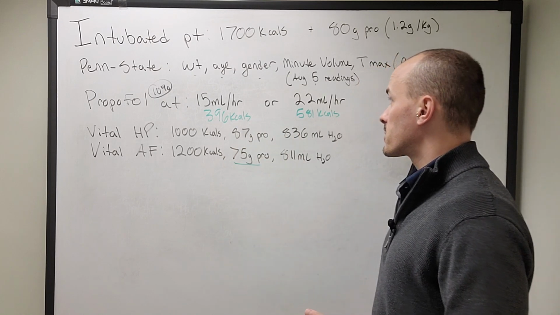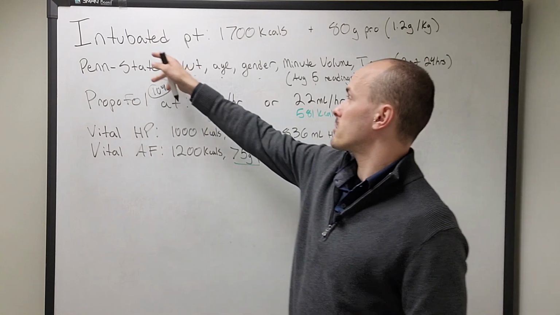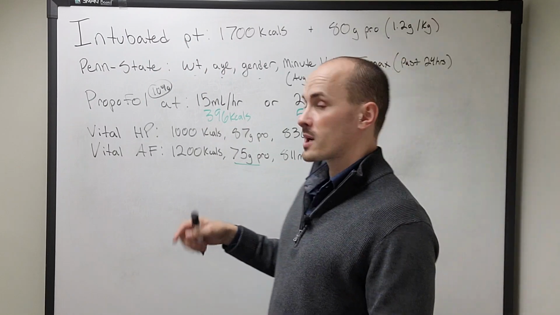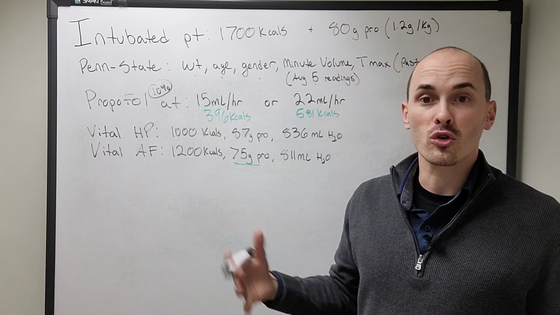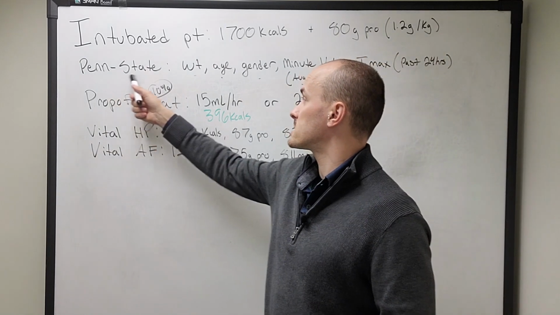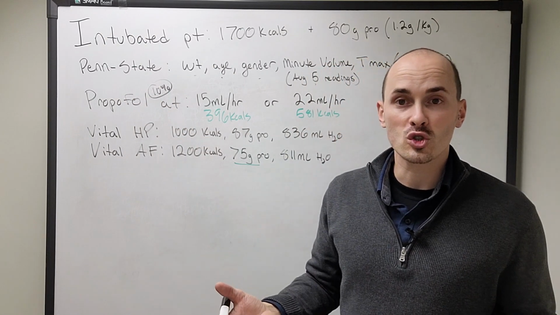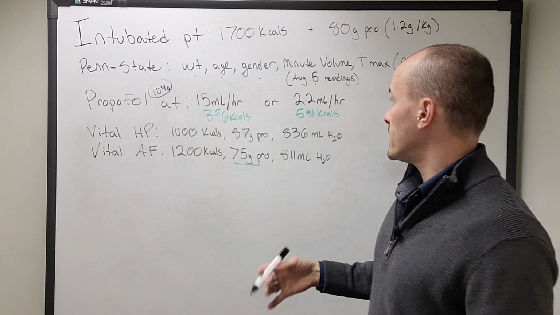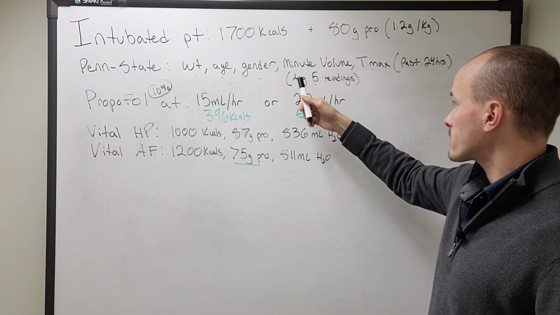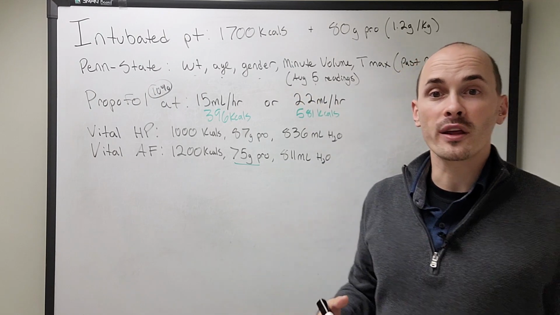So there are a few things here to note that I wrote down for you. Here we have our intubated patient. They came in with respiratory failure, and because they're intubated, we know that the correct equation to determine their nutrition needs is the Penn State equation. Now go to the Nutrition Care Manual from the Academy of Nutrition and Dietetics and type in their weight, their current age, and their gender. You're also going to need to know their highest temperature in the last 24 hours.